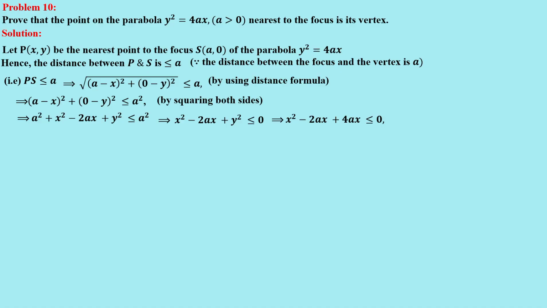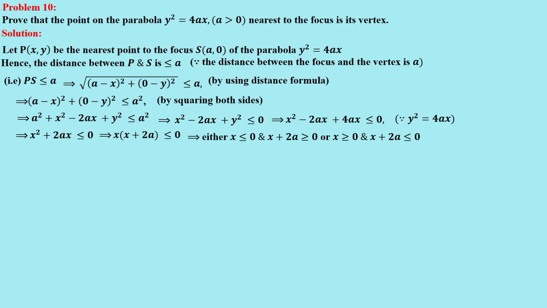That is x square minus 2ax. But y square is equal to 4ax, that is given. So plus 4ax less than or equal to 0. So x square plus 2ax less than or equal to 0. So taking x common, x into (x plus 2a) less than or equal to 0. So either x less than or equal to 0 and x plus 2a greater than or equal to 0, then only the product is less than or equal to 0. One is a positive term, one is a negative term, then the product of plus and minus you will get negative, right?